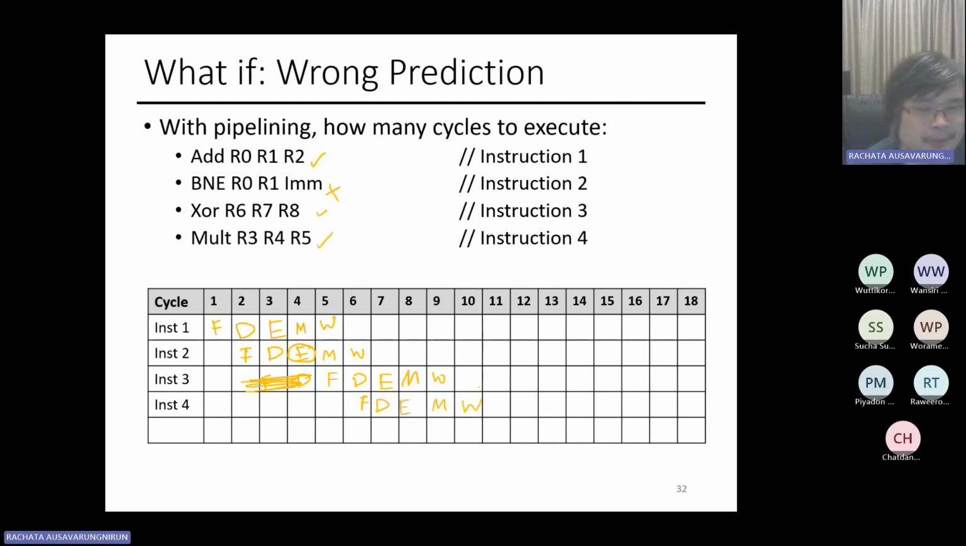So in this case, you stall for 2 more cycles because every time you make the wrong prediction, you're basically wasting 2 cycles.